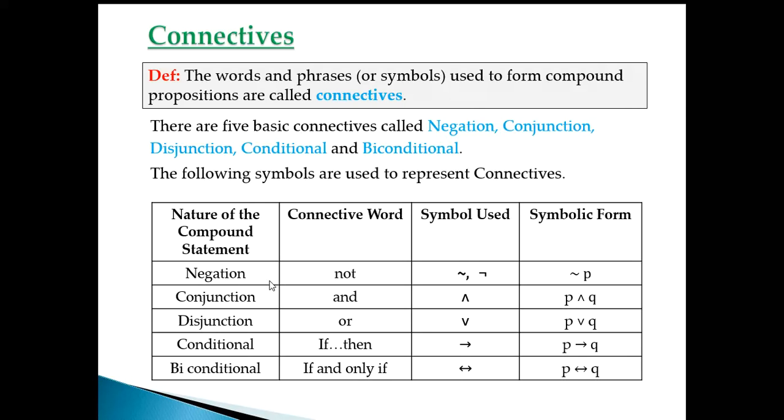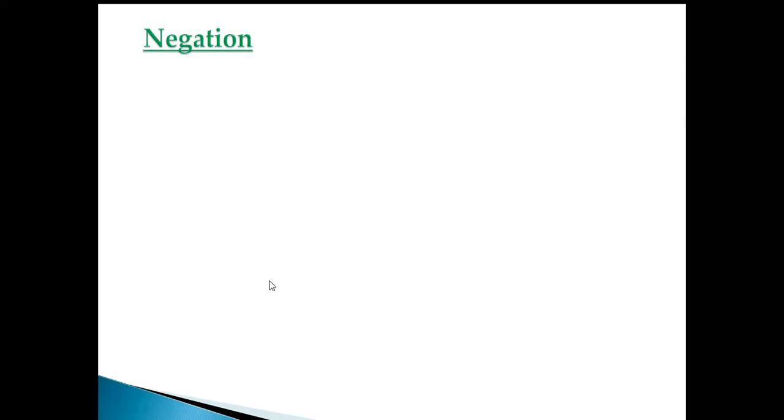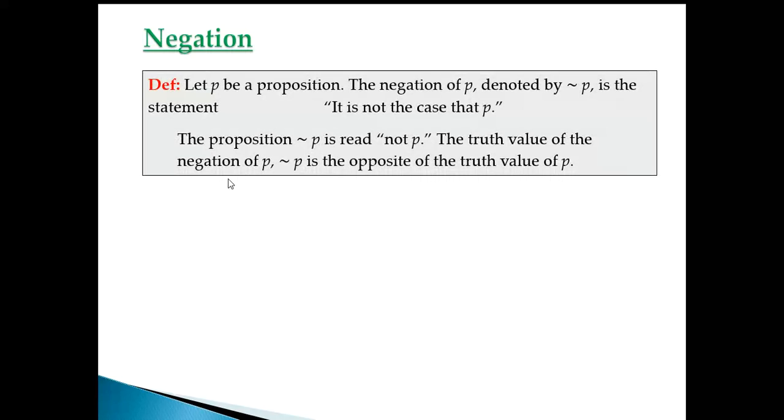Now come to the next topic, first the negation. What is negation and how do we use it in our propositions? Suppose we have a proposition P, because in negation we need only one proposition. If P is a proposition, then the negation of P is denoted by this sign. The statement is "it is not the case that P", and we read this as "not P". The truth value of the negation of P is the opposite of the truth value of P.